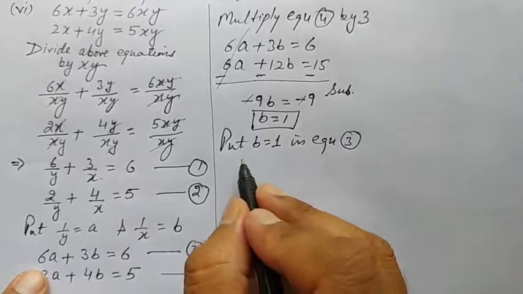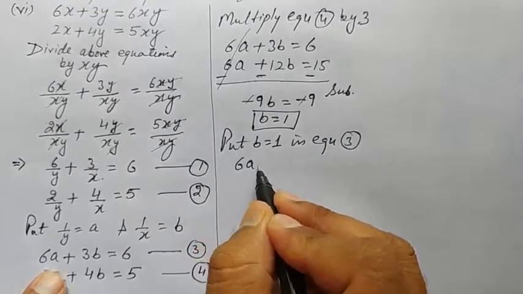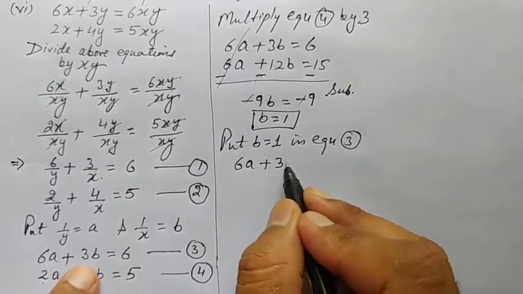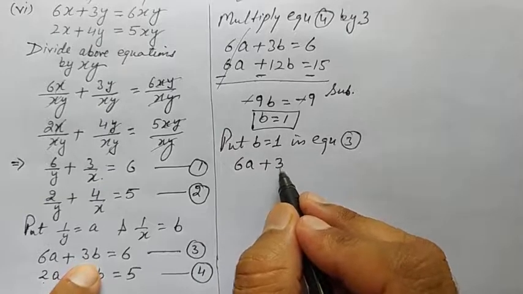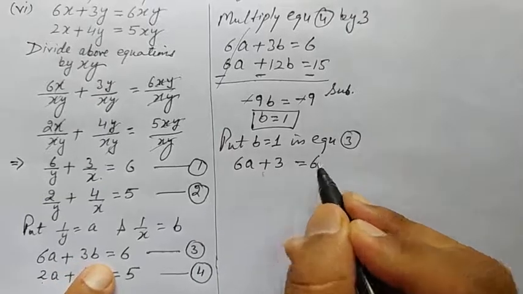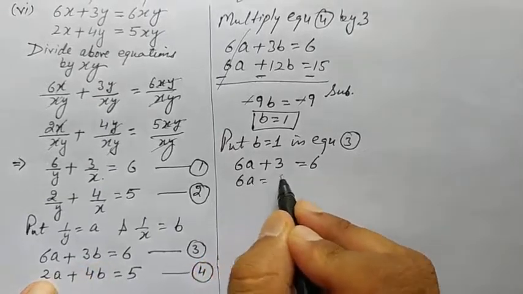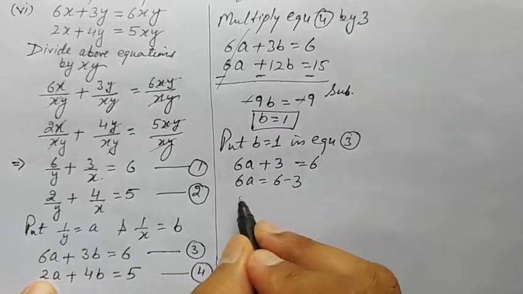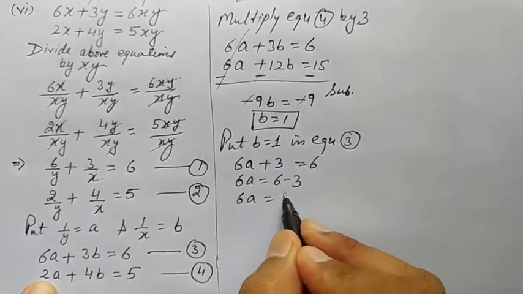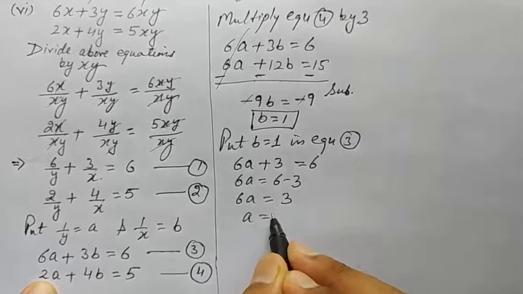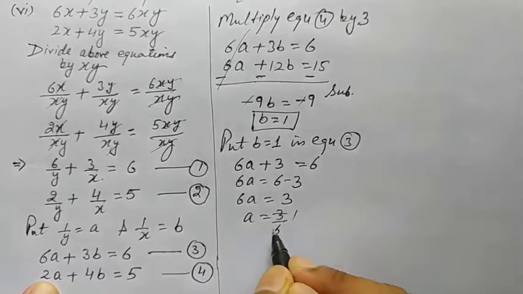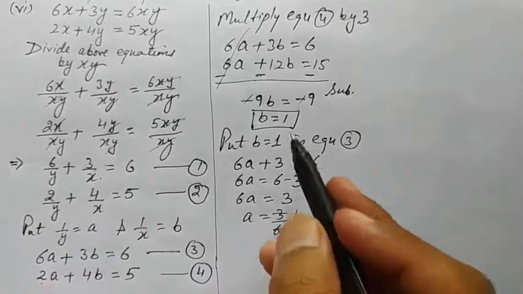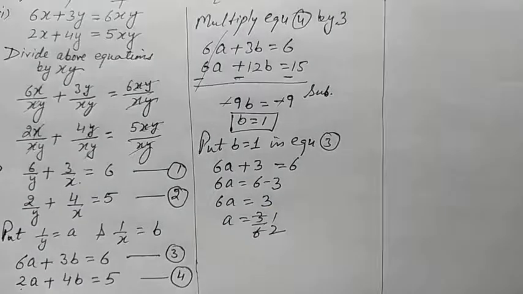So it becomes 6 into a plus 3 into b, where b is 1. So 3 into 1 is 3 only, is equal to 6. So 6a is equal to 6 minus 3. So 6a is 3. So a is 3 over 6, that is 1 by 2. So a is 1 by 2, b is 1.